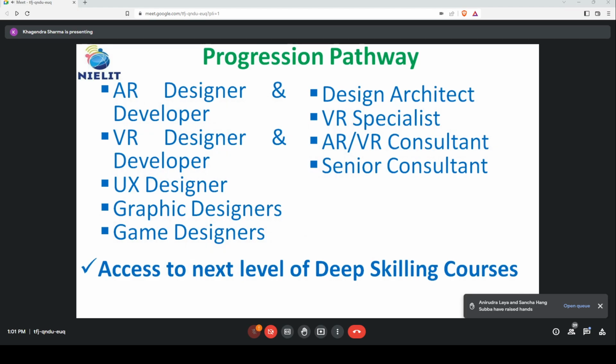So we can have job roles like AR designer and developer, VR designer and developer, UI, UX designer, graphic designer, game designer, design architect, VR specialist, AR VR consultant, or senior consultant. And most importantly, after having undergone this 120 hours of course, you will get access to the next level of deep skilling courses in AR and VR as well.